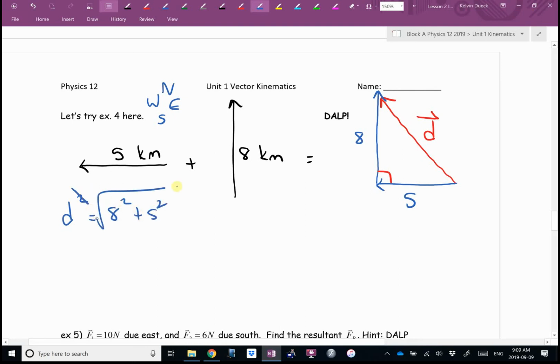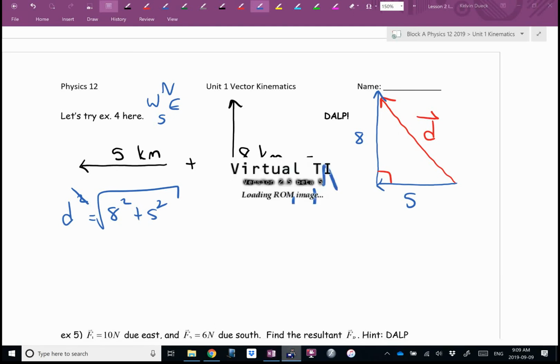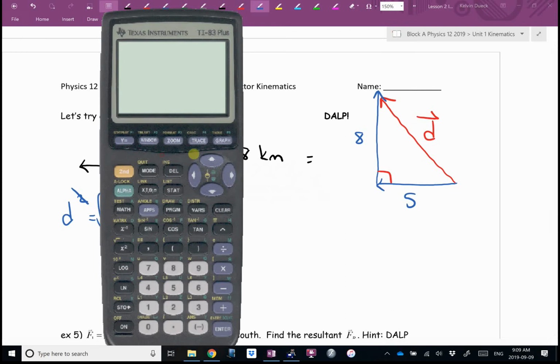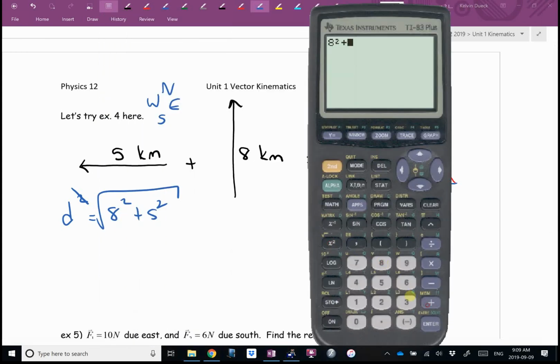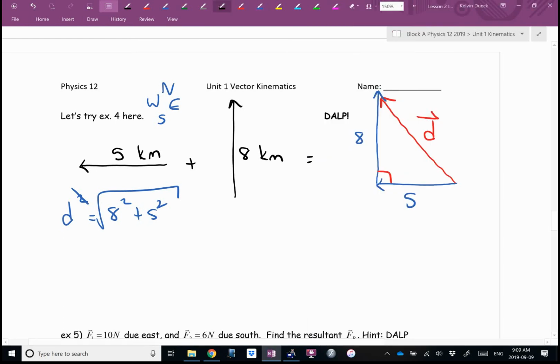How do I get rid of a squared? Square root. This is the hypotenuse, so the D is by itself. So on my calculator, I would go 8 squared plus 5 squared equals square root, answer button. I'm going to go to 3 sig figs. When in doubt, go to 3 sig figs. I'm going to go 9.43. Units? Kilometers?